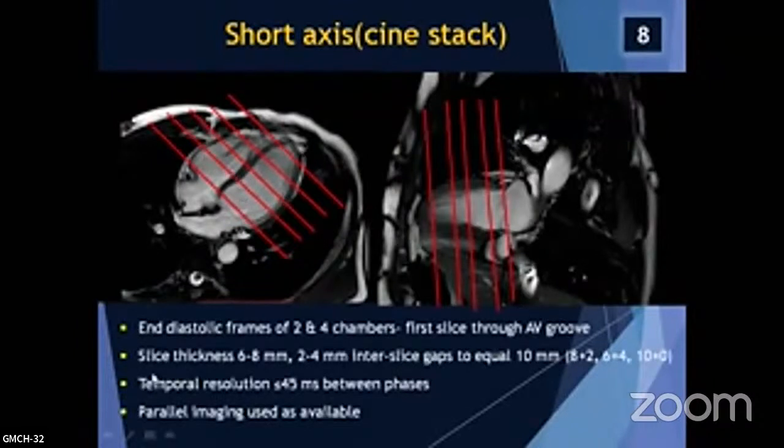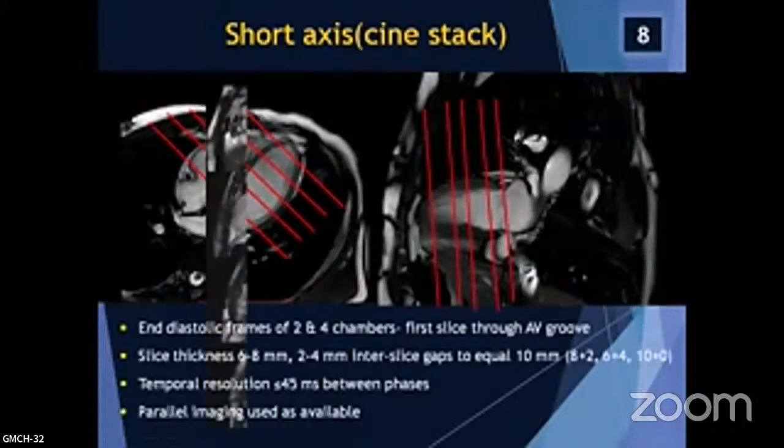But typically, we use a slice thickness formula of 6-4 or 8-2. Slice thickness means 6 mm with a 4 mm gap, or 8 mm slice thickness with a 2 mm gap. And the temporal resolution that we get should be less than 40 milliseconds between the phases. And parallel imaging, as discussed previously, can be used wherever available.